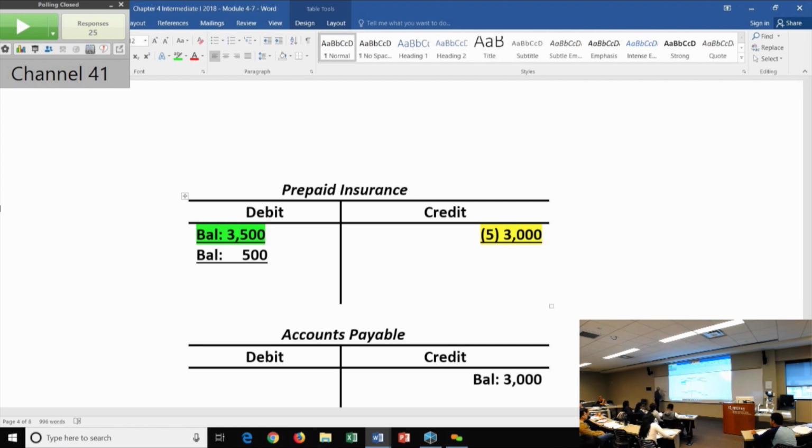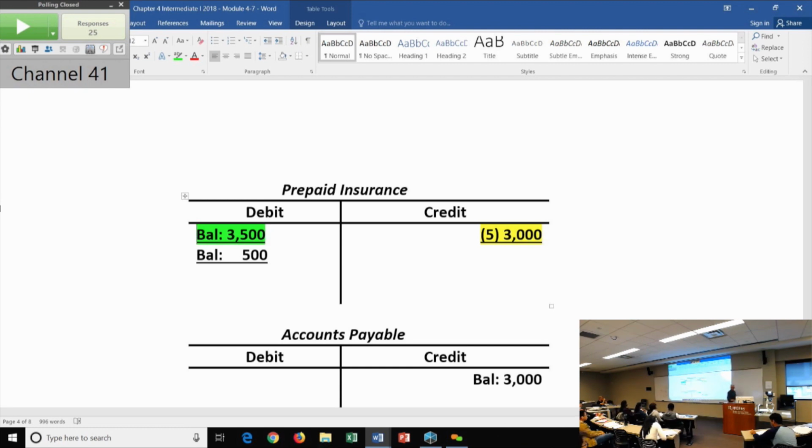And 2 months unexpired, or an asset, 500. So make sure the balance makes sense. And in that case, it's 500.